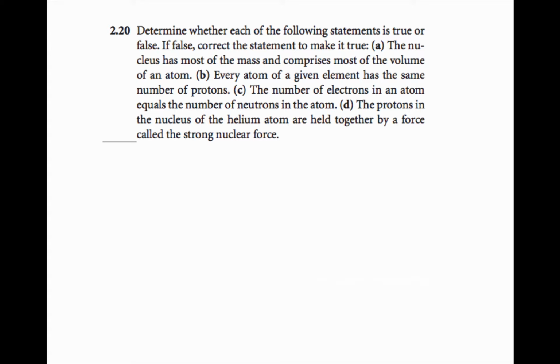Determine whether each of the following statements is true or false. If false, correct the statement to make it true. The nucleus has the most mass and comprises most of the volume of the atom. Well, the first part's true. The nucleus is where all the mass is. The electrons, because they're 1/2000th the mass of the nucleus, do not really contribute any mass. It's all about the protons and the neutrons, but not the volume.